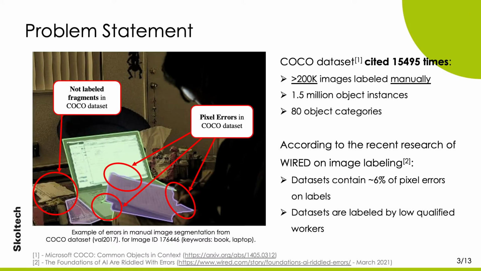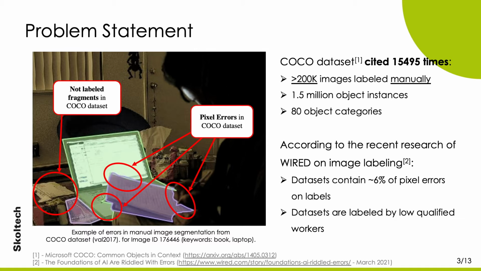The problem of pixel errors in manual dataset labeling is not new. This problem is present in any project that deals with the manual labeling of a dataset. For example, consider one of the biggest datasets, the COCO dataset. This dataset consists of more than 200,000 labeled images, and still the resulting labels have many pixel errors. Examples of these errors are presented in the slide.